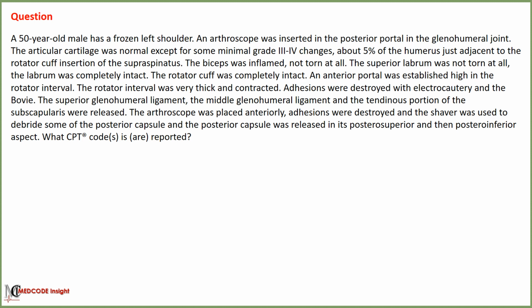The rotator cuff was completely intact, and the anterior portal was established high in the rotator interval. The rotator interval was very thick and contracted. Adhesions were destroyed with electrocautery and the bovie. The superior glenohumeral ligament, the middle glenohumeral ligament, and the tendinous portion of the subscapularis were released. The arthroscope was placed anteriorly, adhesions were destroyed, and the shaver was used to debride some of the posterior capsule, and the posterior capsule was released in the posterior superior and then the posterior inferior aspect.